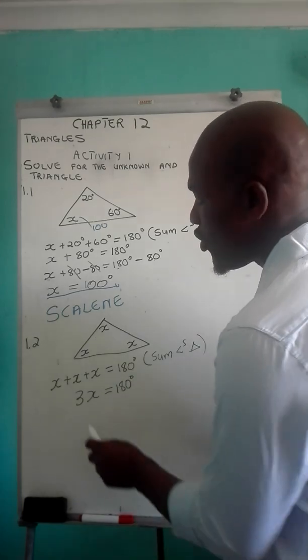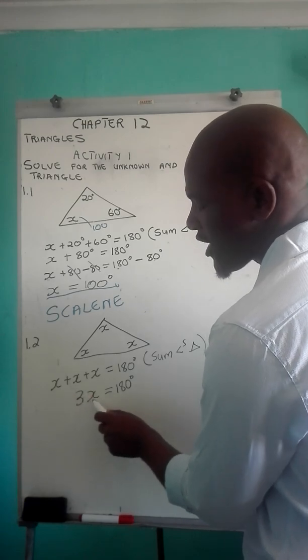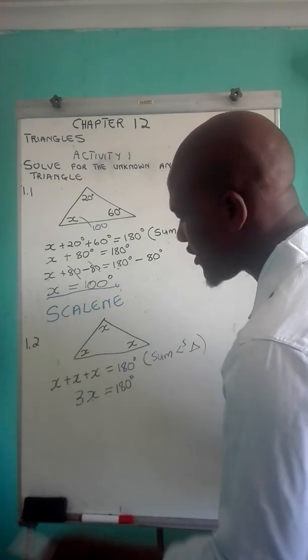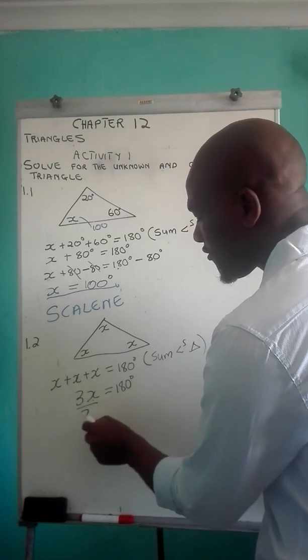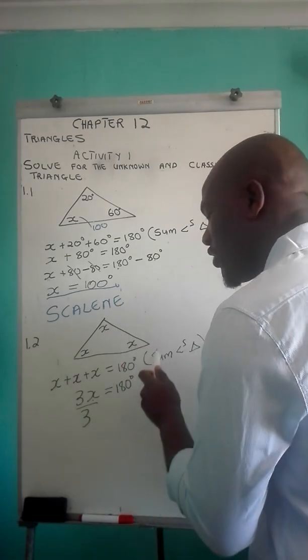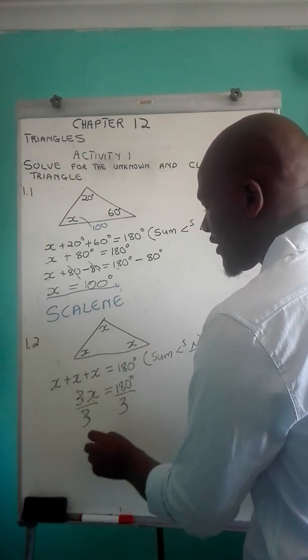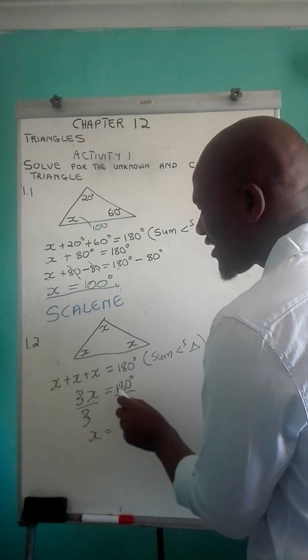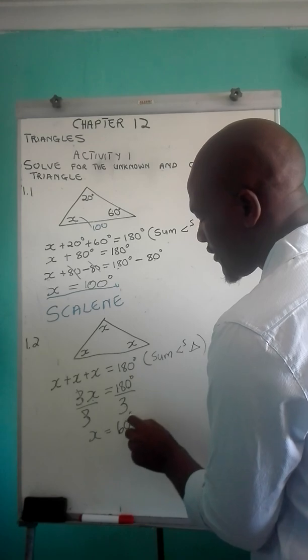Now I don't want this 3. It's 3 times x. What is the opposite of multiplication? The opposite of multiplication is division. What you do on the left hand side, you also do on the right hand side. So x equals, what is 18 divided by 3? It's 6, but I have 0 there, so it's 60 degrees.